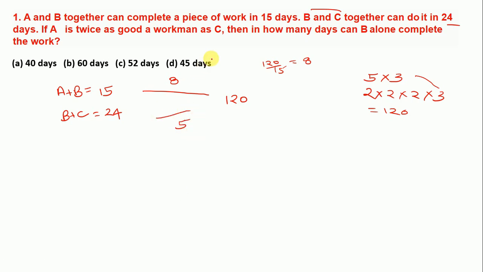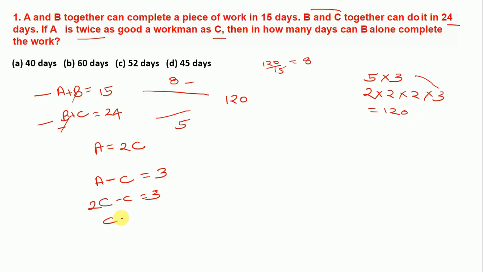It is clearly mentioned here, efficiency of A is twice that of C. So efficiency of A is equal to 2C. Now from the first and second equations, we are subtracting both. So it will be A minus C because B will be cancelled out. Now efficiency of A plus B was 8 and efficiency of B plus C was 5. So subtracting, it will be 8 minus 5 is equal to 3. So putting A is equal to 2C, it will be 2C minus C is equal to 3.